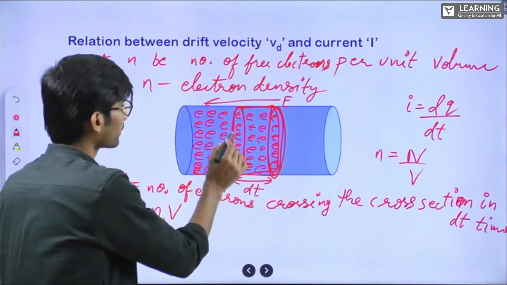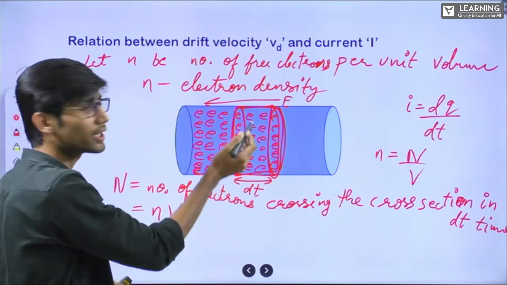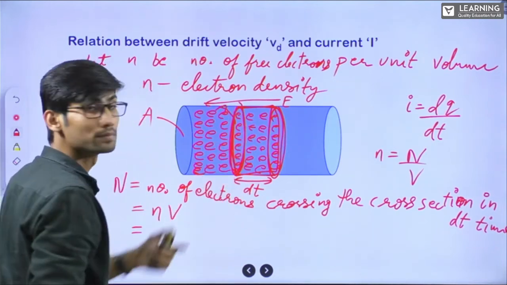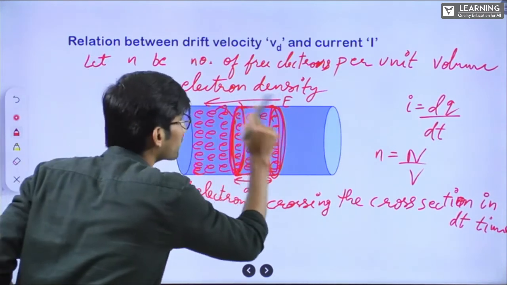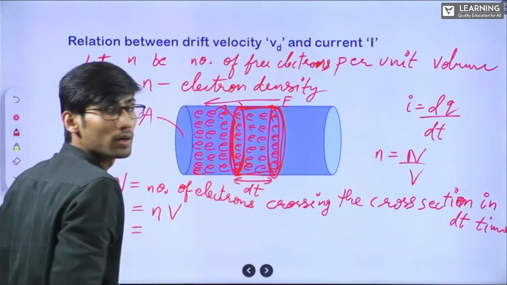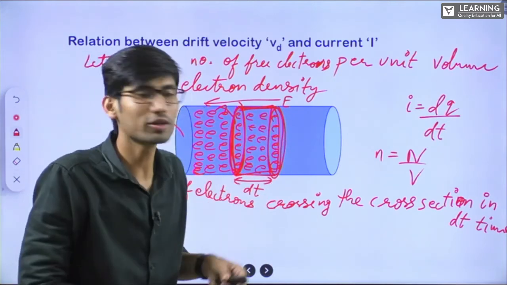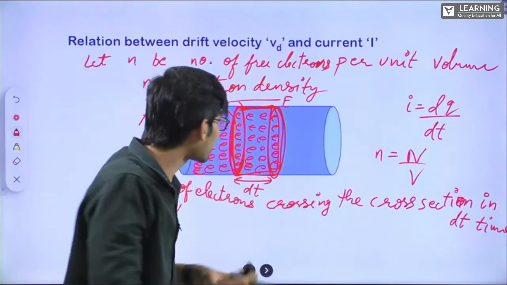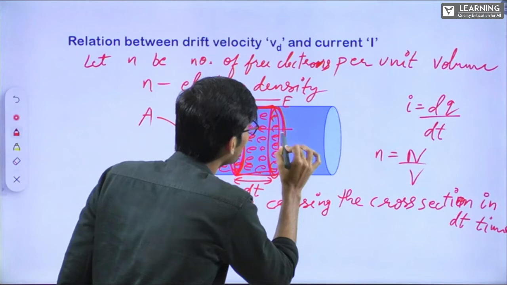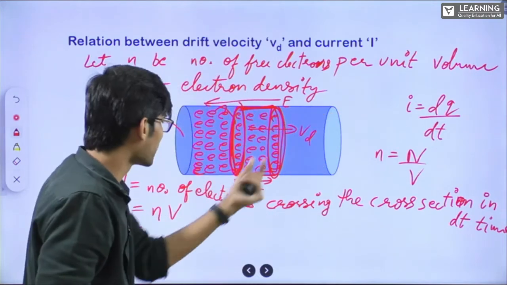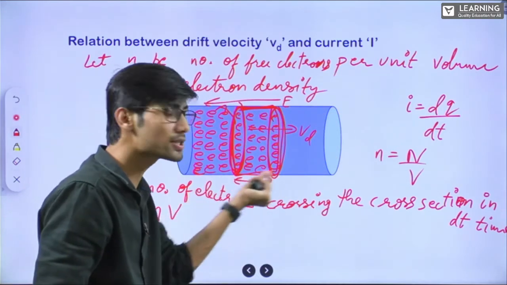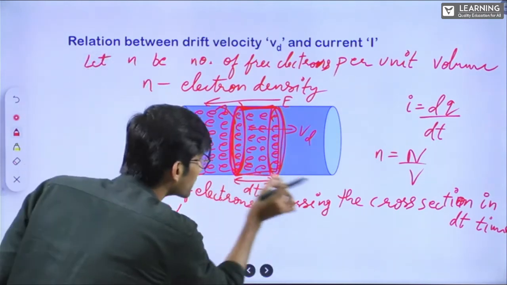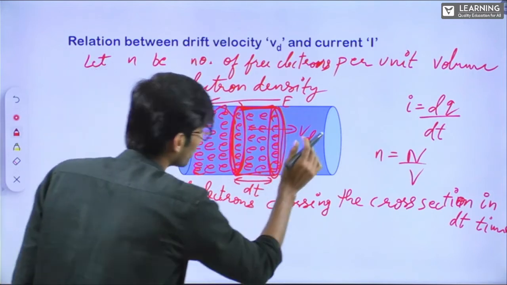So now, how will we find this? We will know the area of the conductor, the cross section area. Let's say this cross section area is A. So this cross section area will be A, and A into this length is the volume. What is this length? Just now we found out that these electrons are moving with a velocity Vd, right? So if electrons are moving with velocity Vd and for dt time they have moved, how much distance is this? Distance is equal to speed into time, correct? So this length will be Vd into dt.